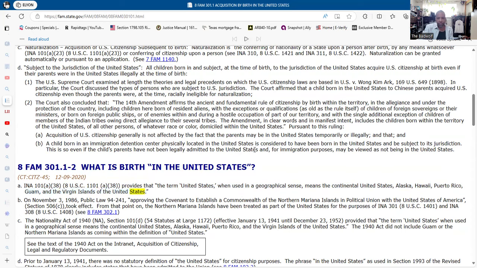Did you hear that? It says when the term United States, not "the," just United States, in quotations, is used in a geographical sense, that means there is another definition for the United States. But when used in a geographical sense, it means America, not the U.S. Corporation under, what is it, UCC 9-307, location of the debtor. The United States is a federal corporation.